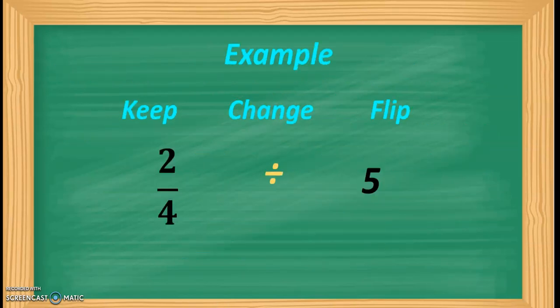Here we have 2 over 4 being divided by 5. Here we have keep, change, flip. So we're going to keep 2 over 4. We're going to change this division sign to a multiplication sign. And from the steps, what do you think I'm going to do with the 5? Very good. I'm going to give it a denominator of 1 and then flip it. And from what we just read, when I flip it, what do we call this flip? Very good. We call it the reciprocal.